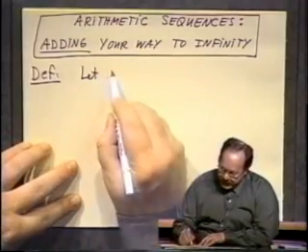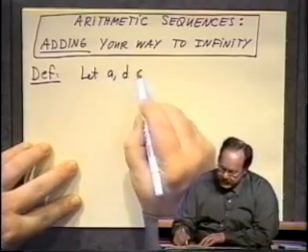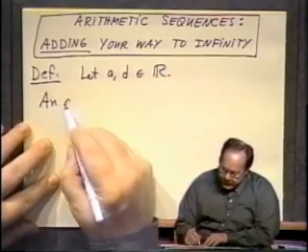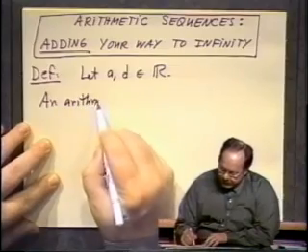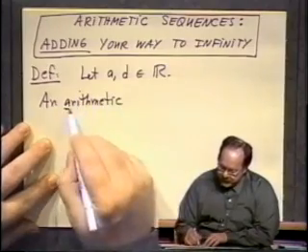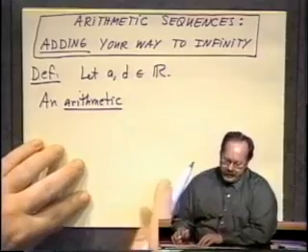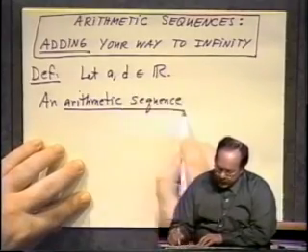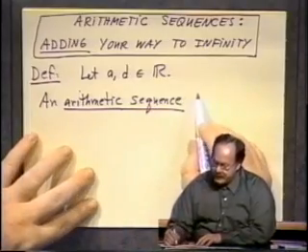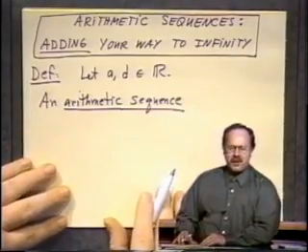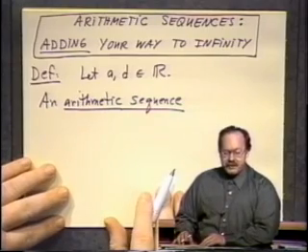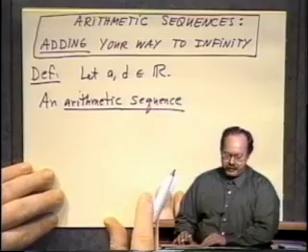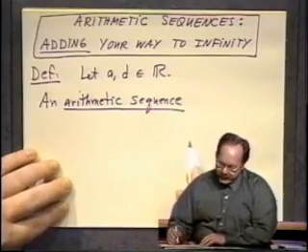Let's suppose we have letters A and D that are real numbers. Okay? An arithmetic sequence. Notice how I'm pronouncing that. It's not "arithMETic," it's "arithMETic." An arithmetic sequence. Sometimes there's an older name for this. It's sometimes called an arithmetic progression, if you see that in an older book. But that's no longer used except to refer to older books. So we'll call it an arithmetic sequence.